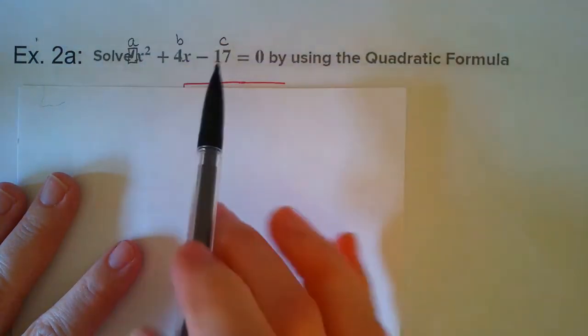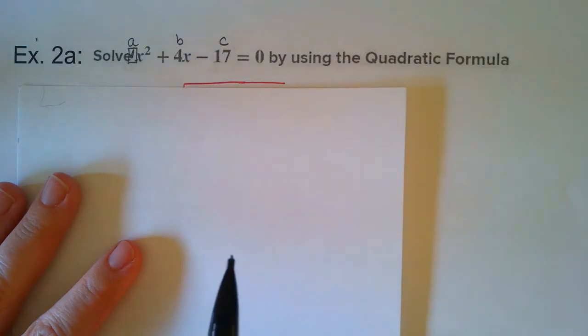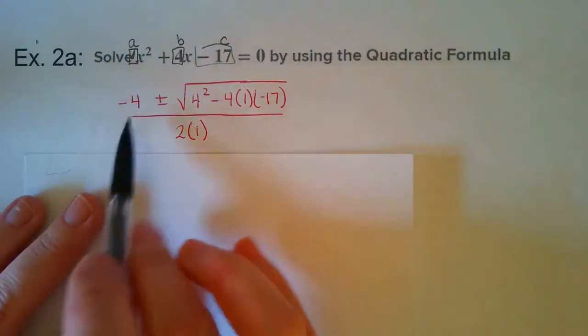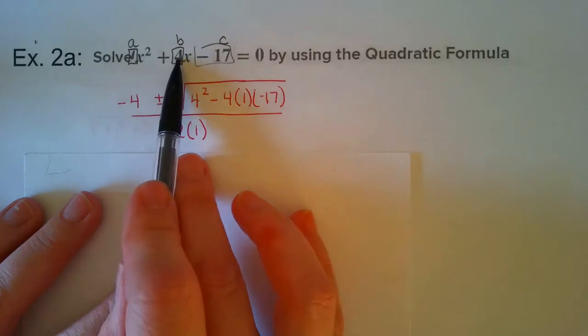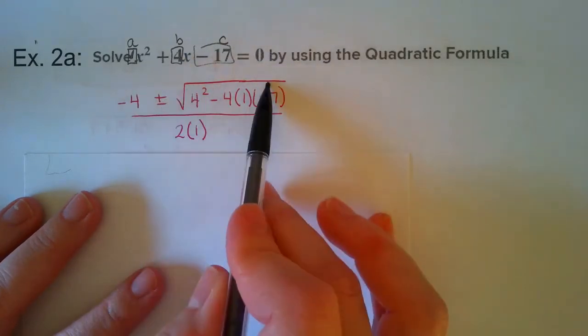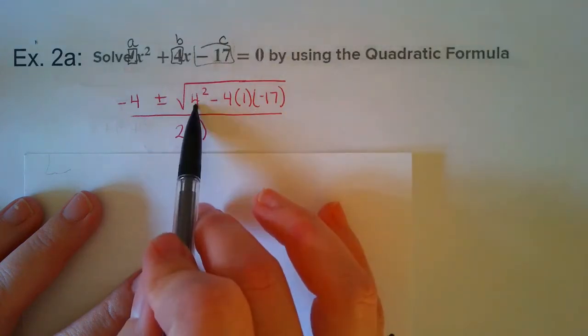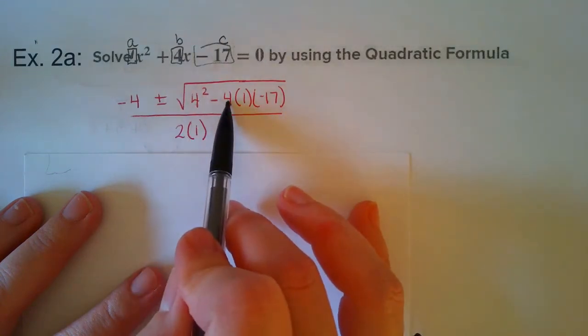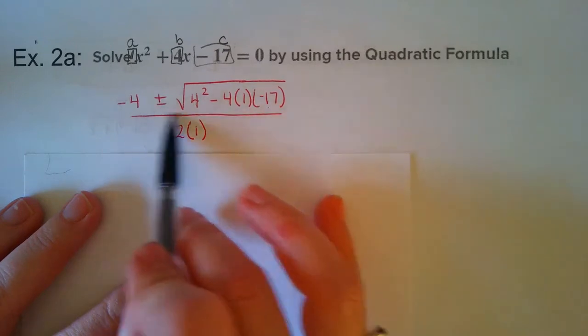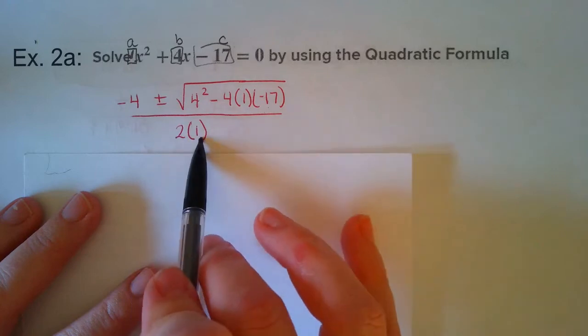So remember that if they're in this spot right here, you'd want to put a 1, okay? And then my B number is 4 and my C number is negative 17. Now what I'm going to do is start placing them into my quadratic formula. So I'm going to do opposite of B, so that's why I'm putting negative 4, plus or minus the square root of B squared minus 4 times my A number times my C number. And then I'm going to divide it all by 2 times my A number.